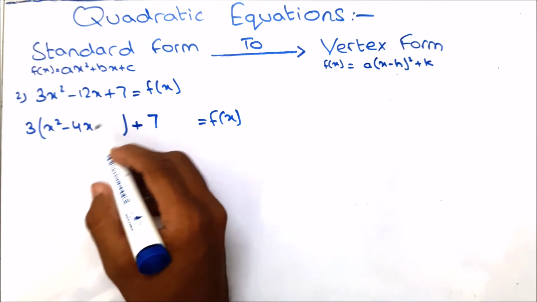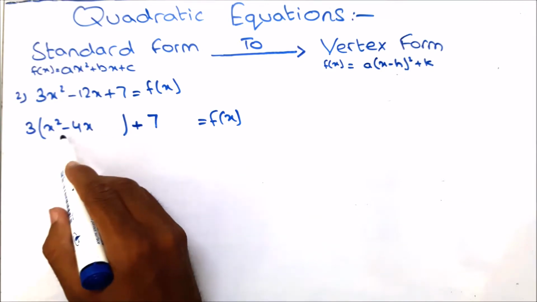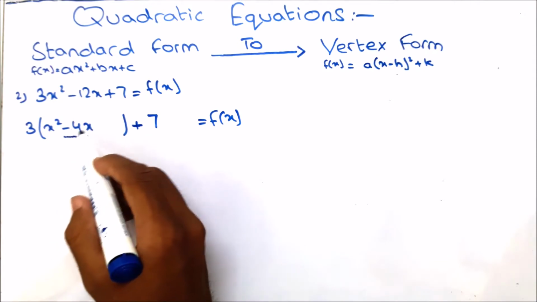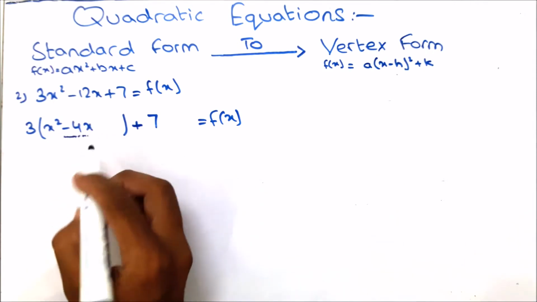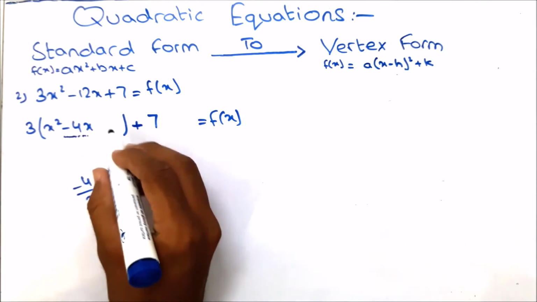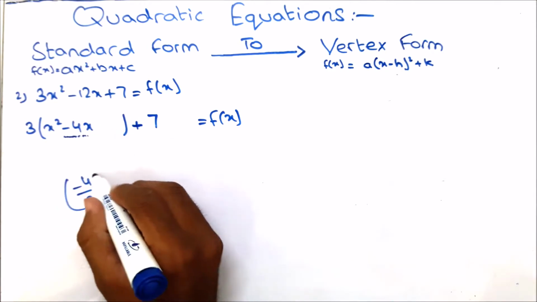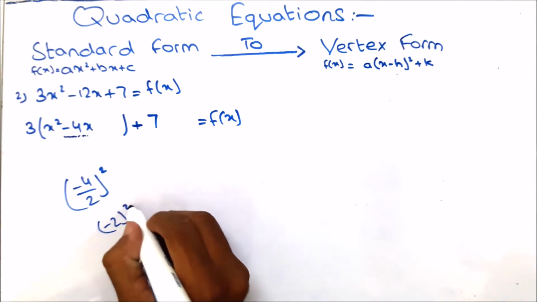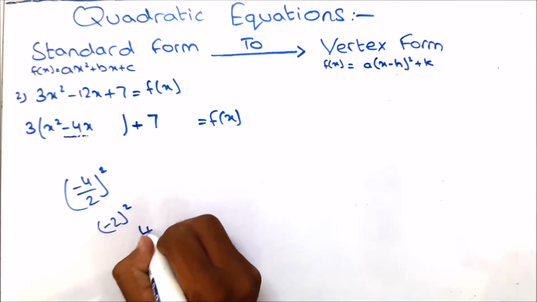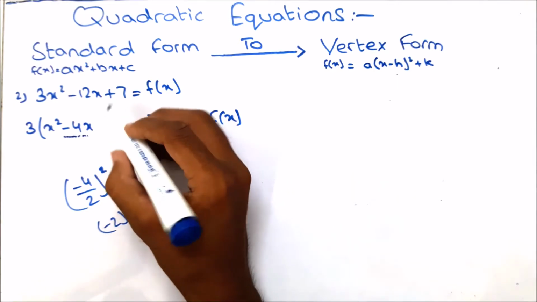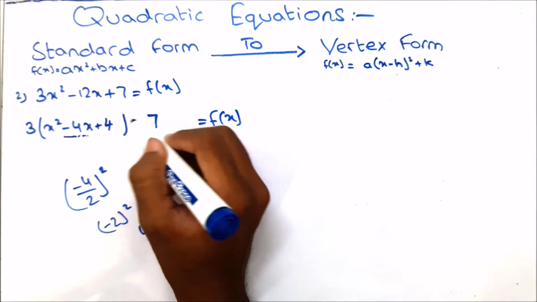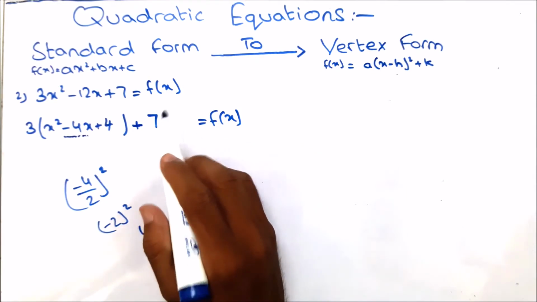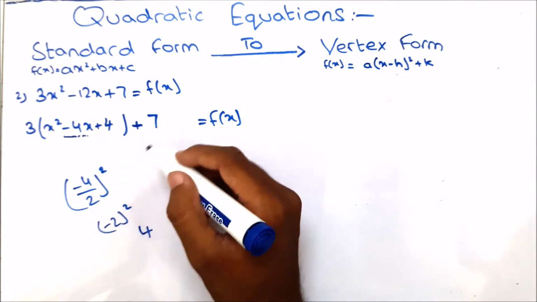So what do we put over here? As you remember, we take whatever we have here, minus 4, divide by 2 and add the square. We divide by 2 and add the square. What we get is minus 2 squared. Minus 2 squared is 4. So we add 4 over here and we subtract 4.